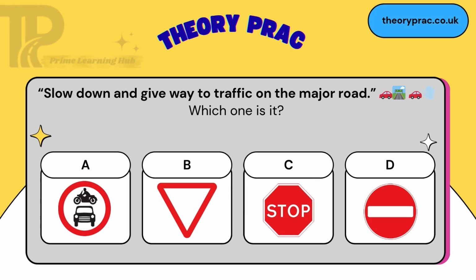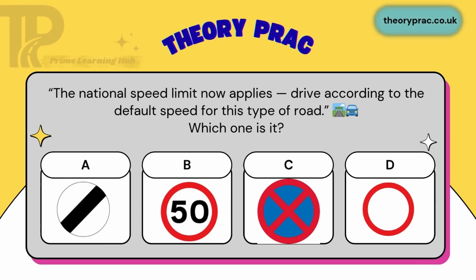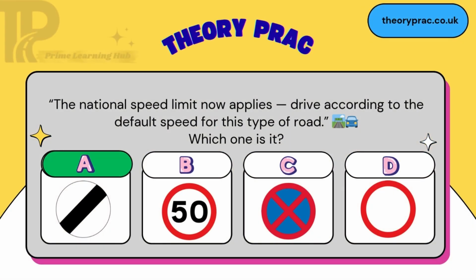Slow down and give way to traffic on the major road. Which one is it? The correct answer is B. The national speed limit now applies. Drive according to the default speed for this type of road. Which one is it? The correct answer is A.